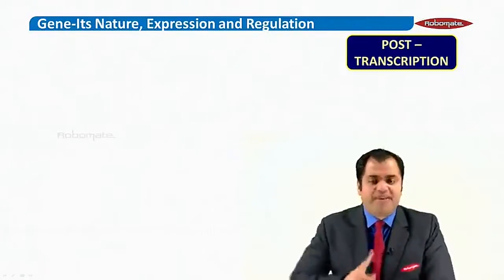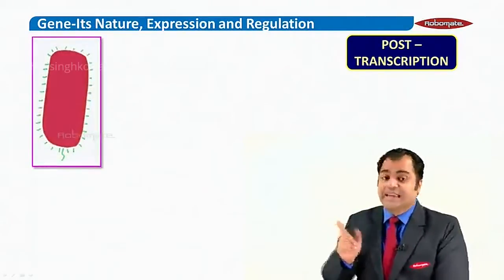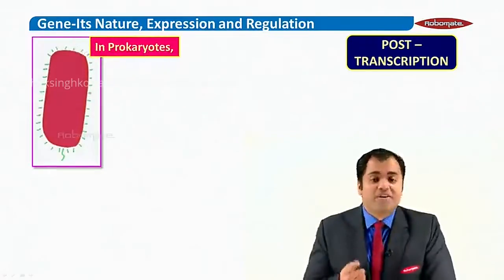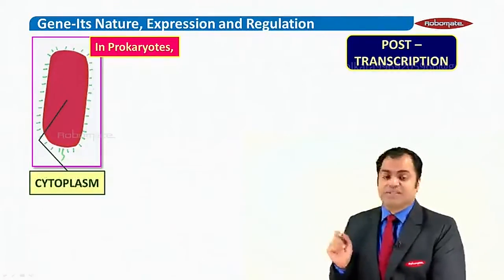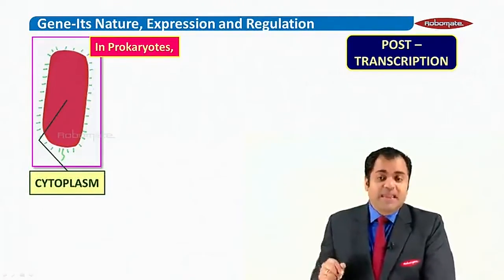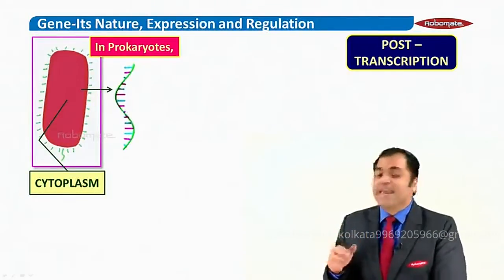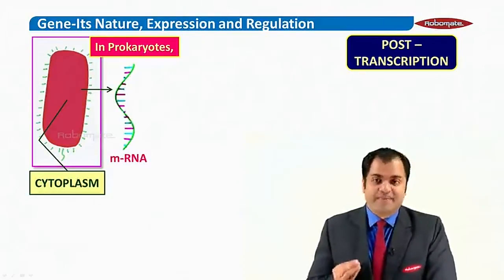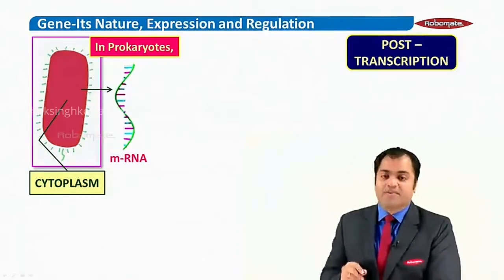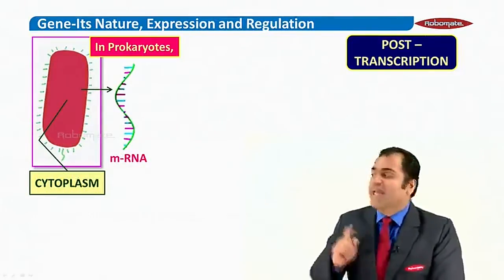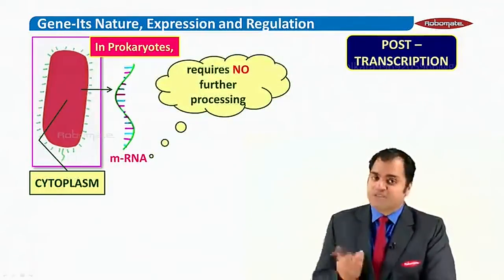Is that okay? Let us see what goes on after transcription, or post-transcription. Does anything happen to that RNA? Let us understand that. So I'm going to bring back this prokaryotic cell again. Now in prokaryotes, we know that RNA is synthesized or transcribed in the cytoplasm because there is no nucleus. Now in the cytoplasm, what you end up making is an RNA molecule, and this RNA is simply called mRNA. It is made as is. There is no change or modification required. So we can say in prokaryotes the mRNA formed is the mature mRNA which requires no further processing.